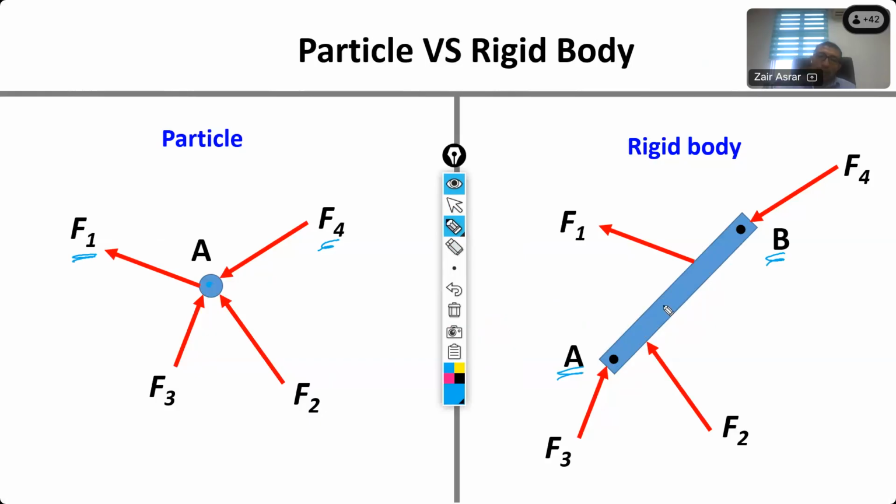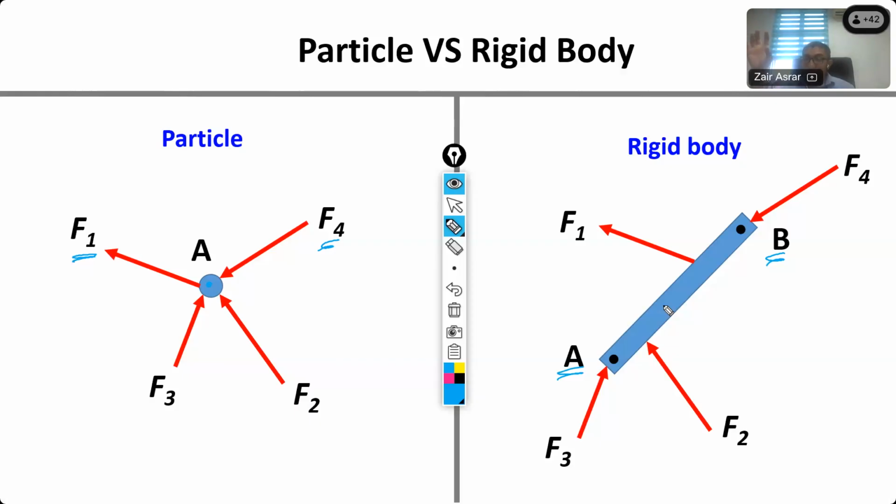To give you a simplified version of what moment is, if you have a force, force is the one that is causing the object to move or to stop it from moving. If you have a resultant of forces which is not equal to 0, the object will eventually move. But if you have the resultant of forces equal to 0, the object will be in equilibrium, in static condition.